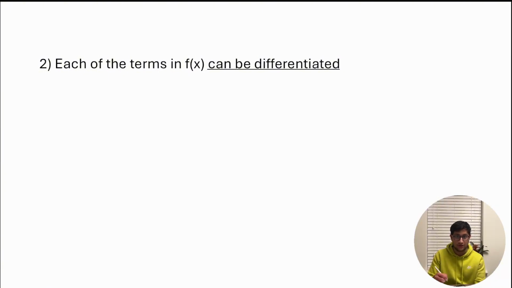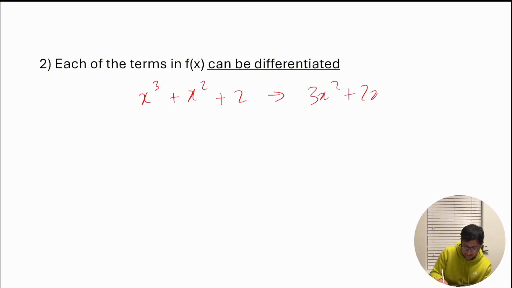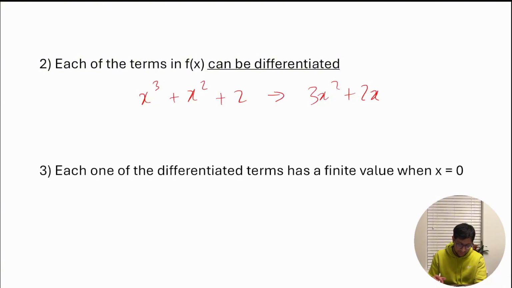So the second condition in what functions can be expanded into series of terms is that each of the terms in the function must be able to be differentiated. For example, in case you've forgotten what differentiation is, the differentiation of this would be 3x squared plus 2x. So as you can see, everything can be differentiated there, so you could expand this out into series terms. Well, this one is already expanded out into series terms, but you get my point.